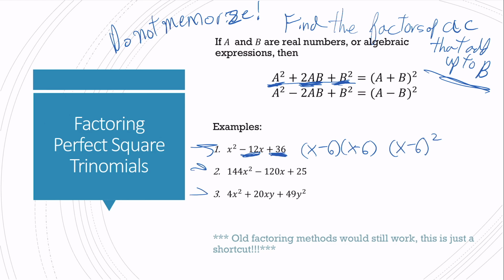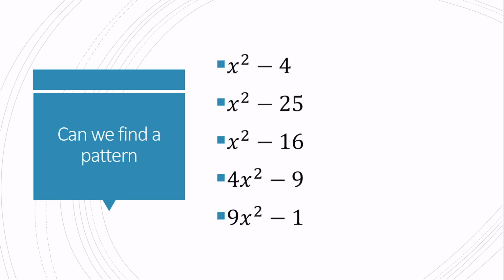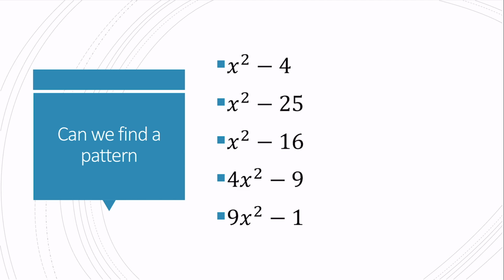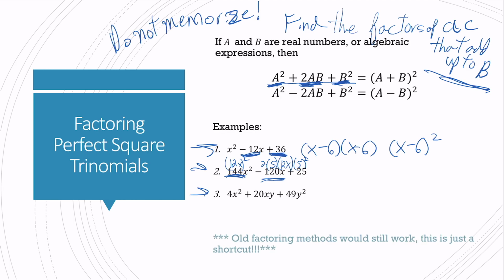But these next two examples are a little bit bigger. They're a little bit heftier, right? 144, that's 12 squared. So this whole thing is 12x squared. 25 is 5 squared. Is my middle 2 times 5 times 12x? Yeah. So this is going to factor to 12x. How do we turn the page? Here we go. This example right here is going to factor to 12x minus 5 squared.